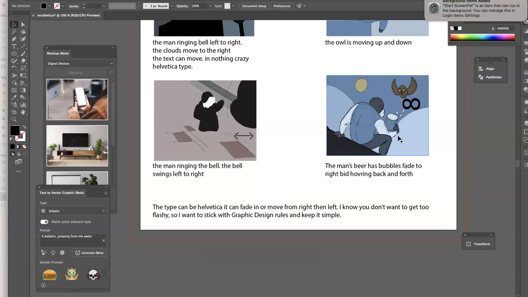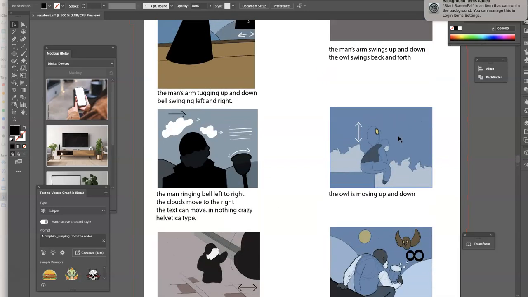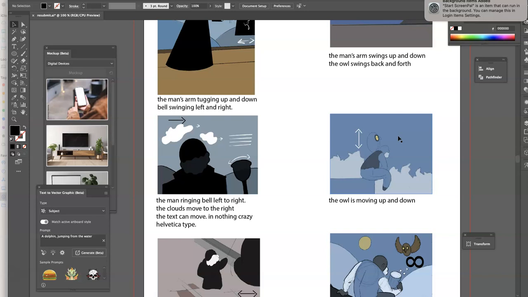And then the colors, I just wanted to keep everything where it wasn't too crazy. It wasn't visually unappealing, and just keeping everything where it just worked.